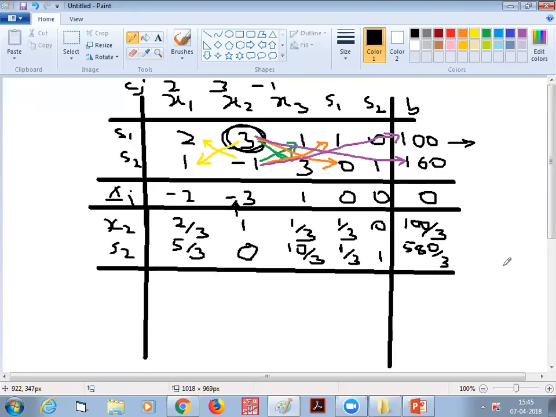Right. What do we do next? Now that we've got another basic feasible solution, we calculate delta J's. Right? This is a never-ending process, but ending. Right?